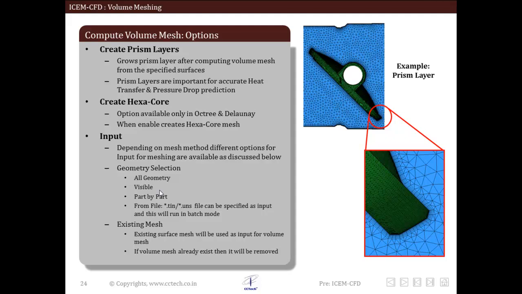Now let us discuss the inputs that are required for the octree method. Combination of geometry and surface mesh can be selected as input for octree method. Options available in geometry selection are all visible, part by part and from file. From file input option, .tin file can be selected as geometry input. Use existing mesh parts option allows user to select mesh parts which are to be selected as input for volume mesh.